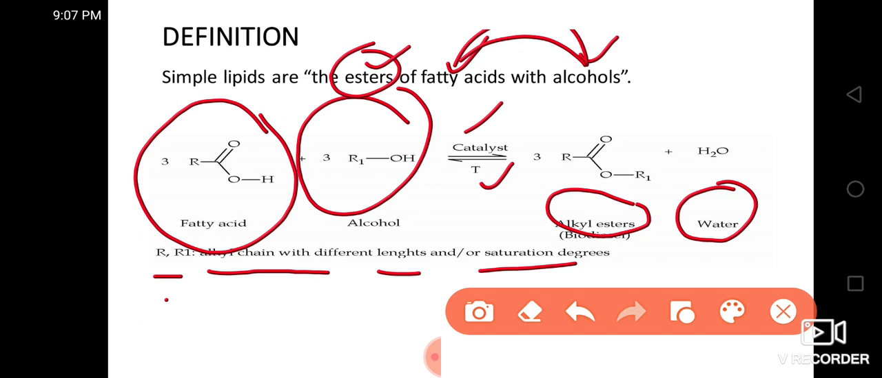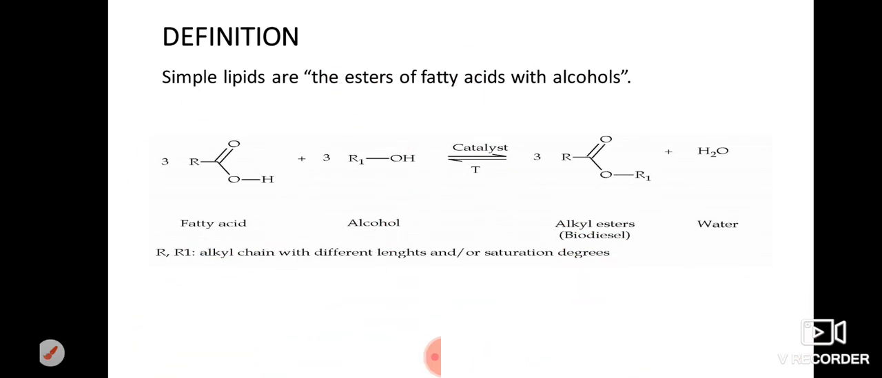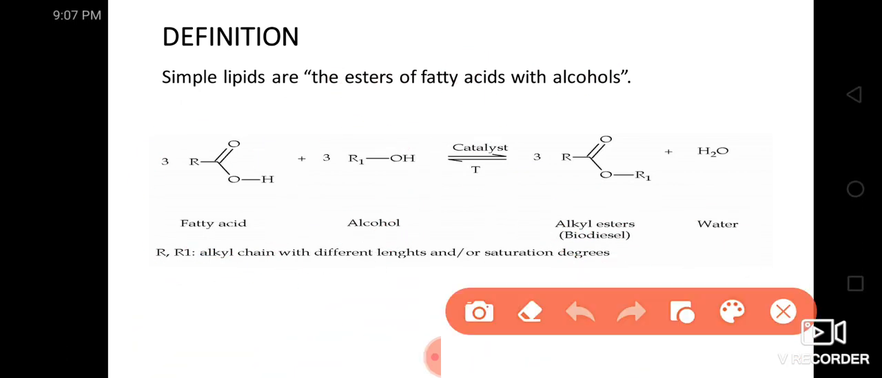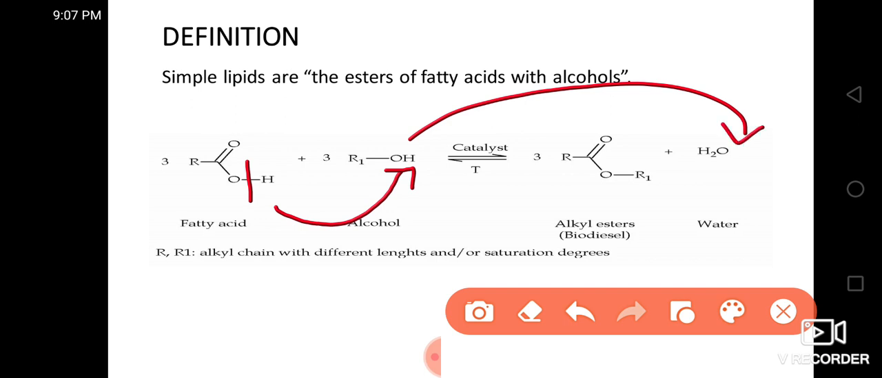Okay, so now we discuss how this reaction is going to occur. This bond is going to break. This hydrogen breaks off and goes with this OH to form water. And this R group is going to attach with this O group and make the ester bond.